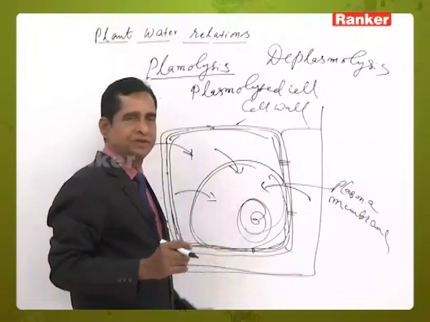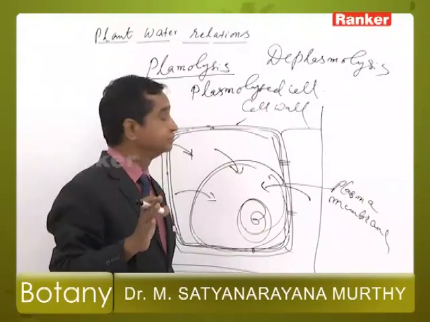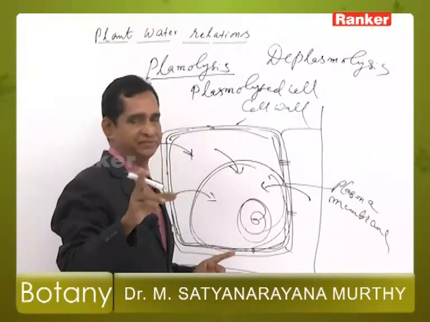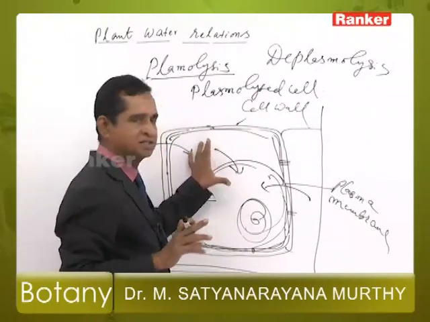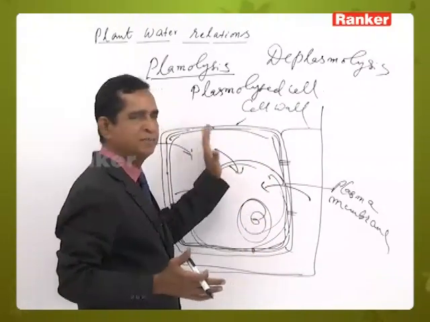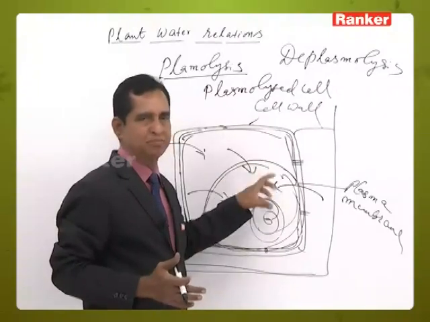In living body of a plant, never plasmolysis takes place. Plasmolysis is only an external feature. That is, experimentally we can prove it and we can make the cells plasmolyzed.